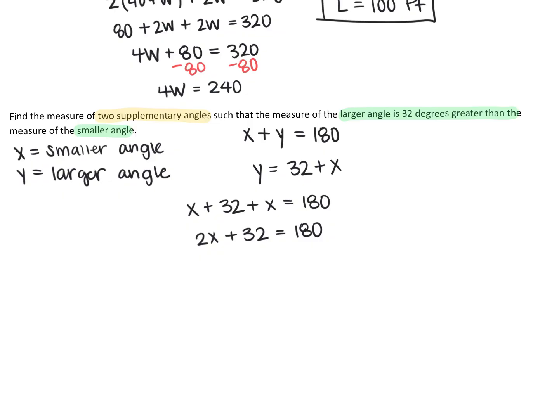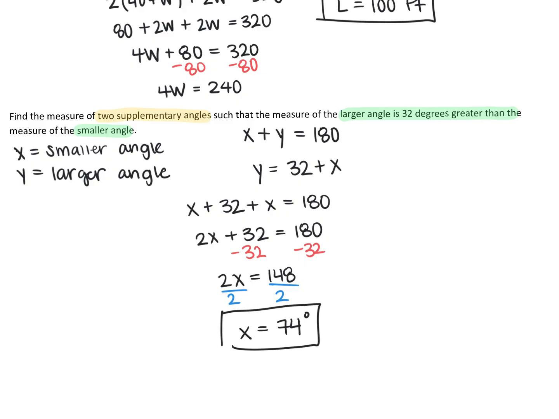Then we are going to subtract 32 from both sides. We get that 2x equals 148. Divide both sides by 2, and we get that x equals 74, and then angles are in degrees. So there's our smaller angle. Our larger angle is 32 degrees more than that, so we do 32 plus 74, and y is 106 degrees.